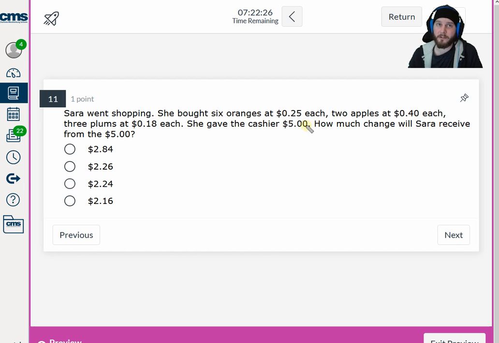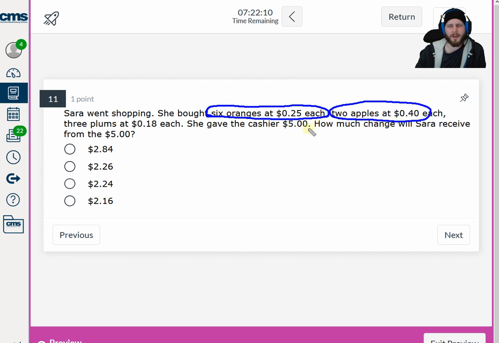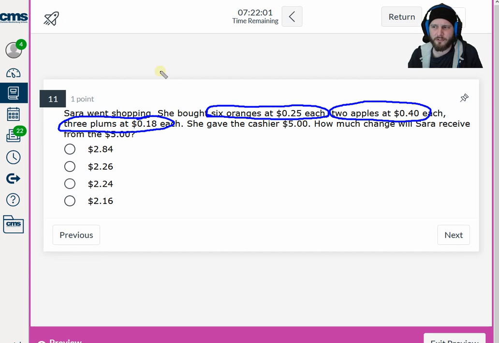So this is some multiplication and addition and subtraction. This is like 1 of everything. So we've got 6 oranges for 25 cents each, so you're going to have to do 6 times 25 cents. 2 apples for 40 cents each, you could just do 40 cents plus 40 cents. That would work. That's not going to take too long. And 3 plums for 18 cents. So I'll start with the multiplication part.